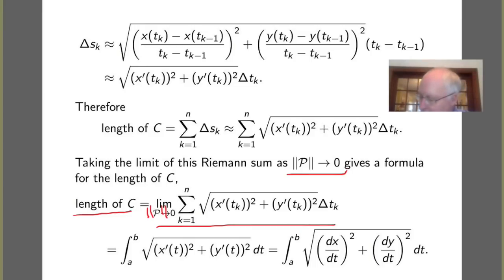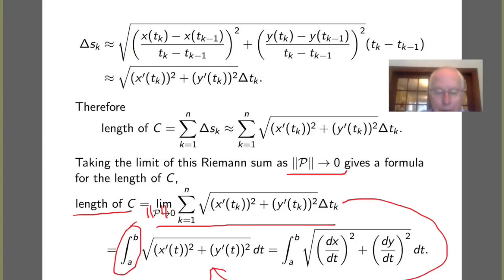And as we've done in the past, this Riemann sum, it's easy to write it as an integral. It's the integral of the square root of x prime of t squared plus y prime of t squared, under the square root, dt. And since we partitioned the t interval from a to b, the a and b are the limits of the integral. And we could also choose to write this, if we wanted, as the integral from a to b of the square root of (dx/dt) squared plus (dy/dt) squared, dt. And in fact, this is the arc length formula we're going to be working with and applying now.